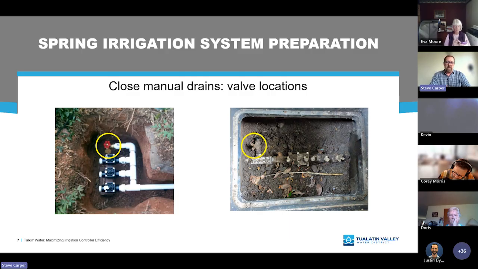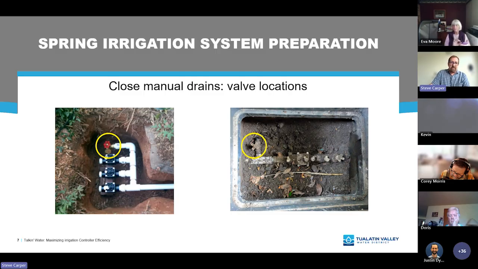If it's not something you've done before, or if you're new to your home and still learning about your system, you want to open up your valve boxes. The first thing to do is make sure you close any potential drain valves that you may have on your system. This is a brand new installation, but these are two illustrations of where you might typically find a drain valve on your lateral line or just downstream of the main line.